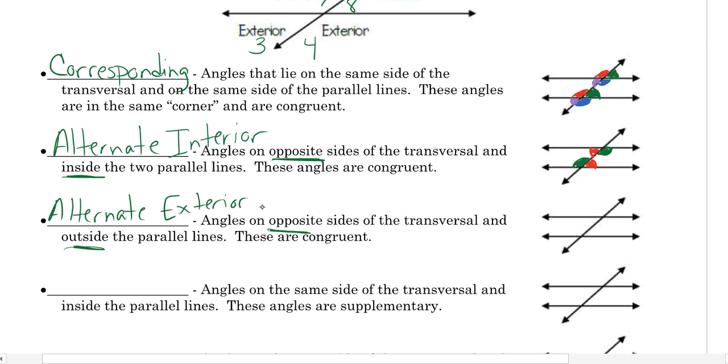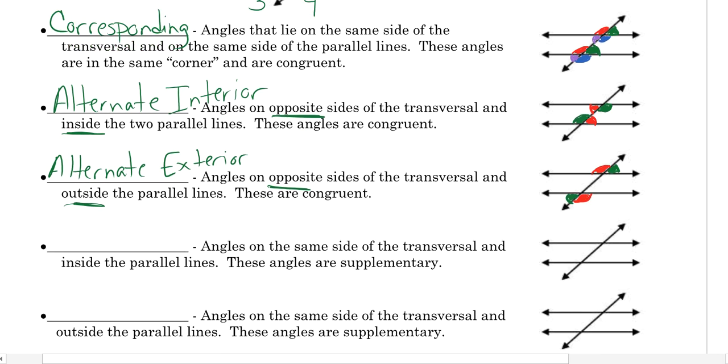And those are also congruent by rotation. So if I have my angle there, if I were to rotate that, it would map to that angle, or if I took my obtuse exterior angle and rotate it, it would map to the lower exterior obtuse angle. Again, on opposite sides of the transversal, outside the parallel lines.